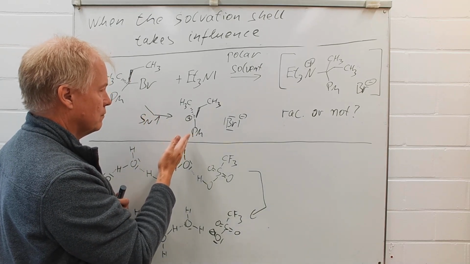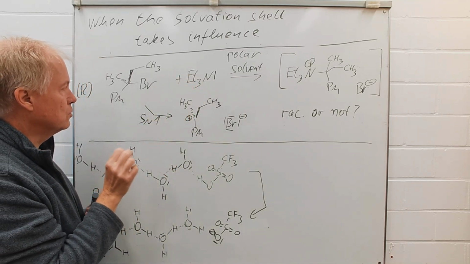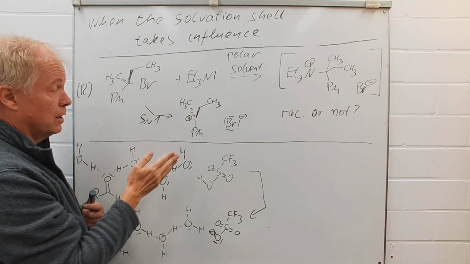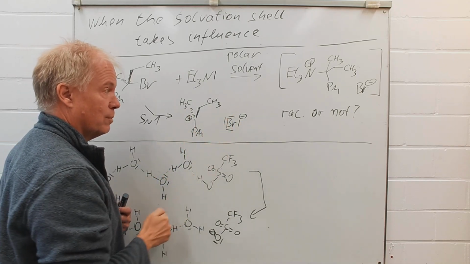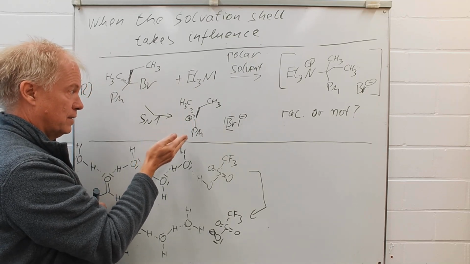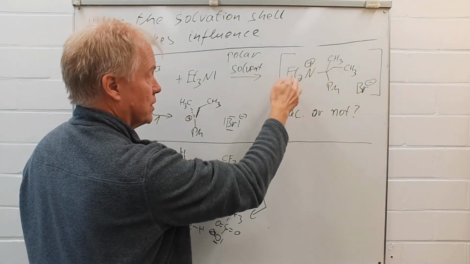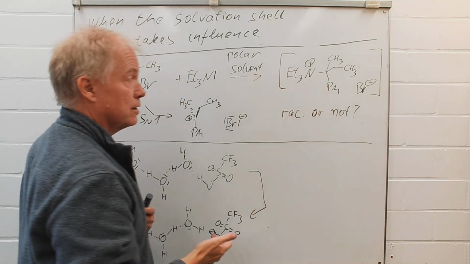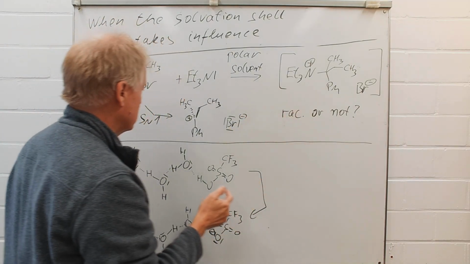That means that before the triethylamine will attack as a nucleophile, this molecule will fall apart into two ions, this benzylic cation and the bromide on the other hand. Then the nucleophile will attack, and finally we will get such a tetraalkyl ammonium bromide as a salt, and now it's the question, will it be racemic or not?